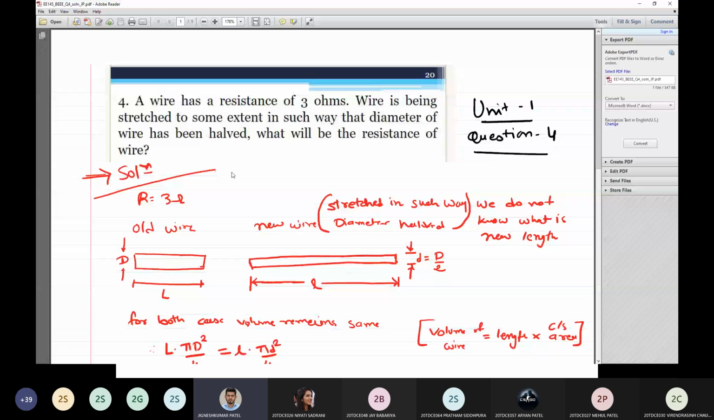But the main thing is that the information given is the wire is being stretched. So no new material is added, just the same wire is stretched. So the volume of the wire in both the cases would be the same. Why? Because I am stretching this piece of wire and extending its length. Whenever I stretch something, the diameter or the thickness of the material would be decreasing. So here the diameter is decreasing.